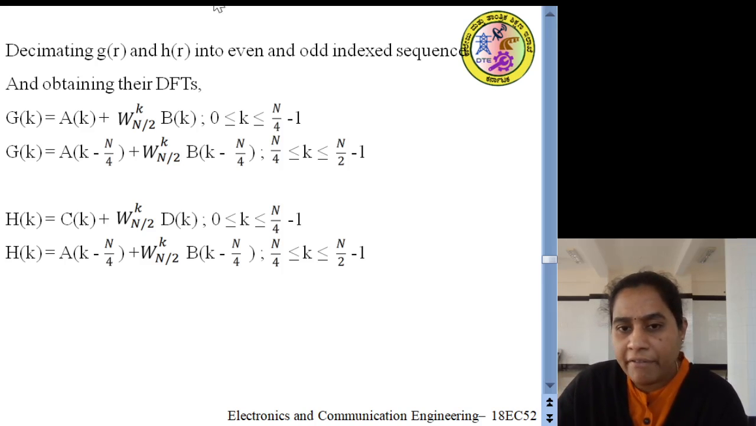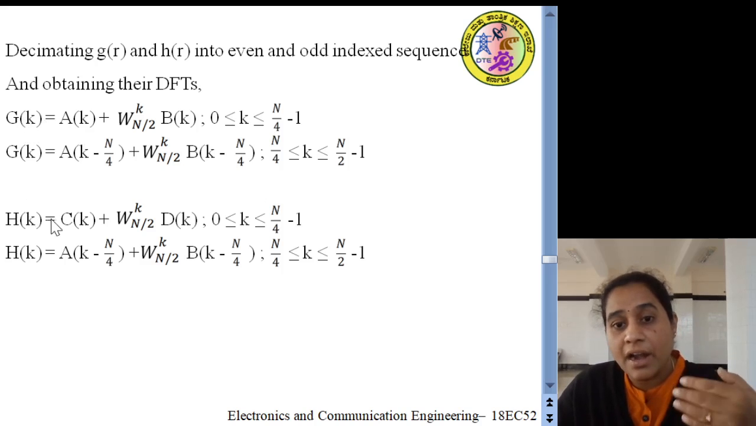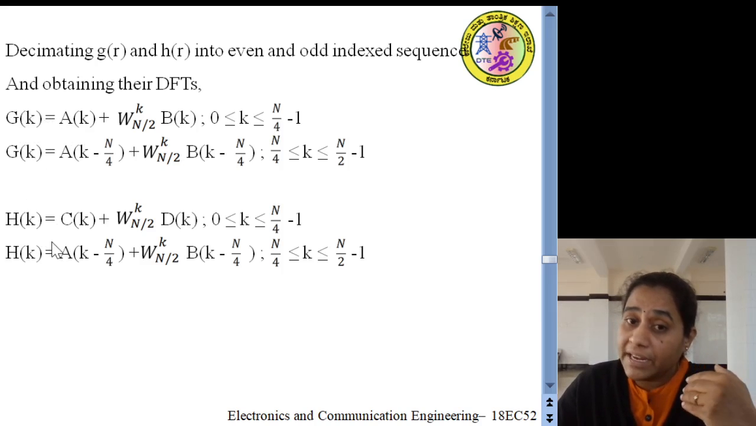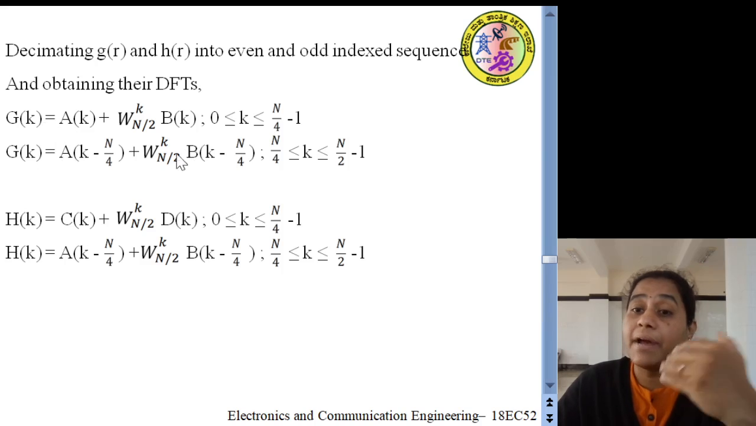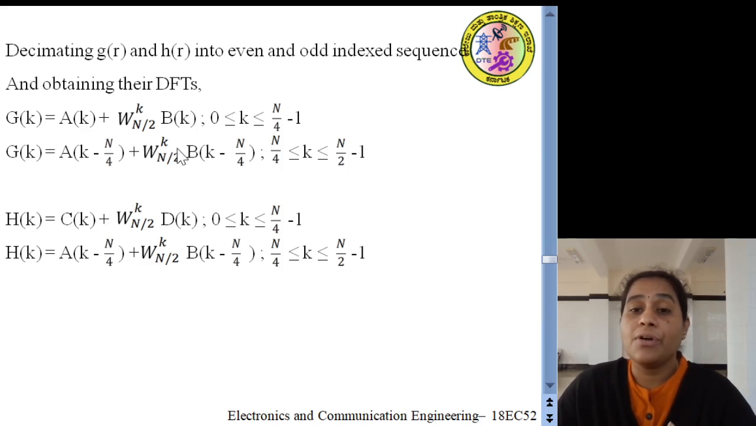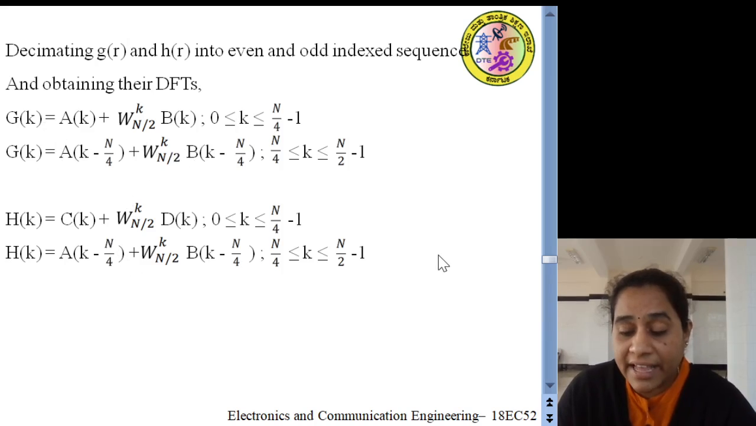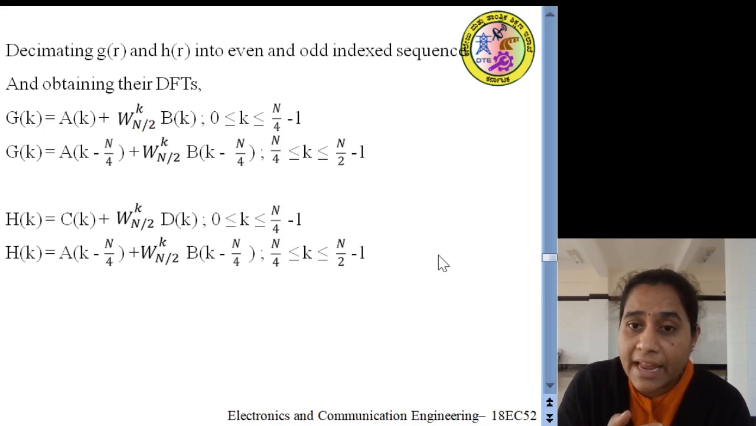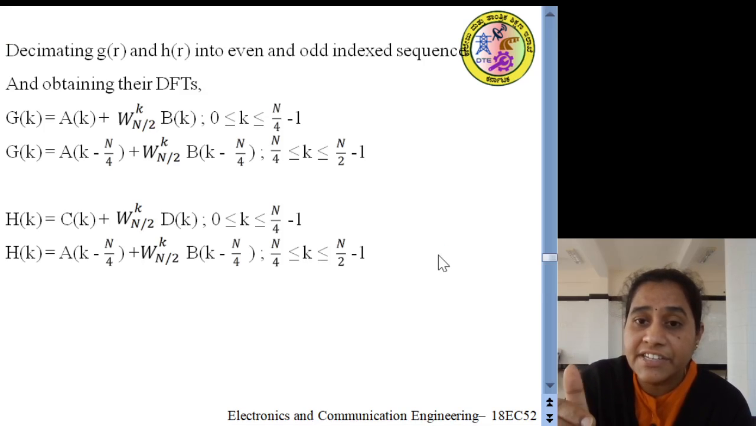Why we are writing this is, as we know, our g of k and h of k are n by 2 point DFTs. As they are n by 2 point DFTs, they are periodic with n by 4. So, we can write like this. Now, this is how we can decimate it. This is the second stage of decimation.